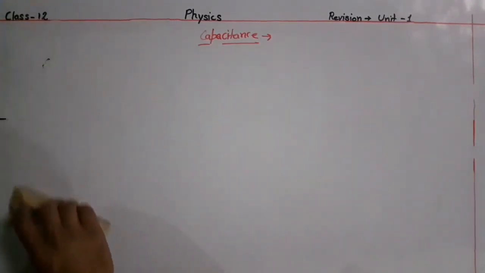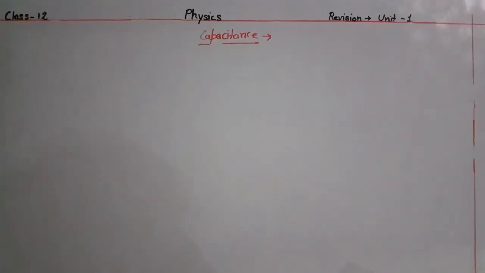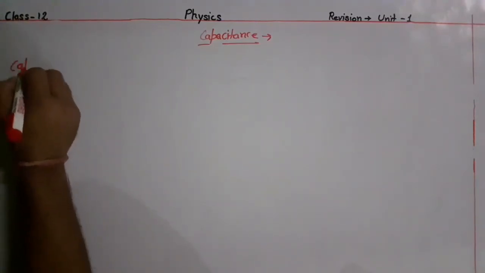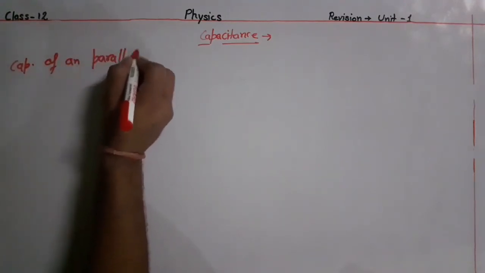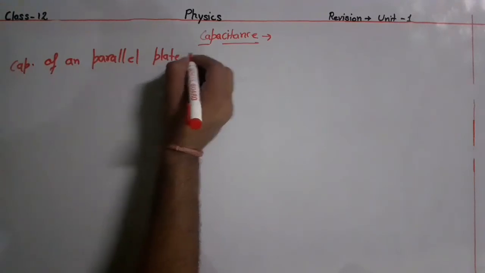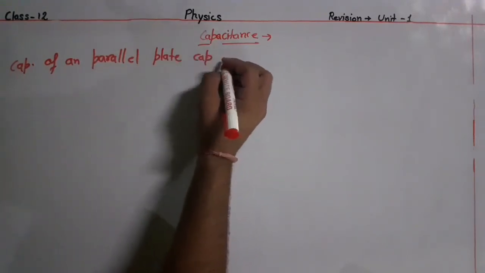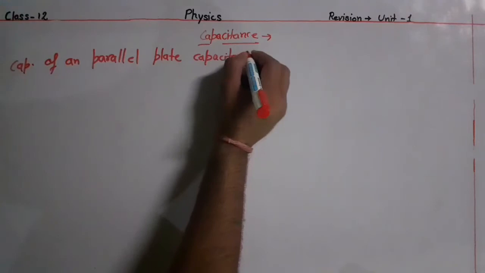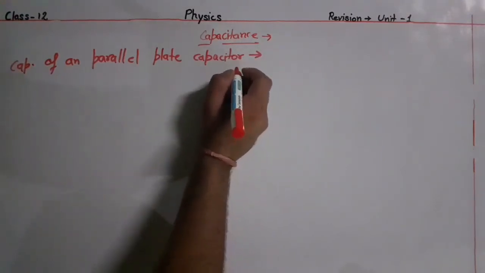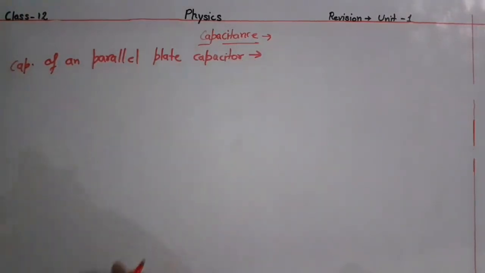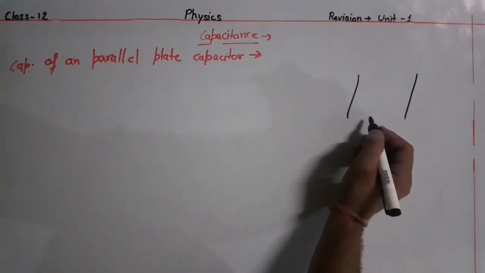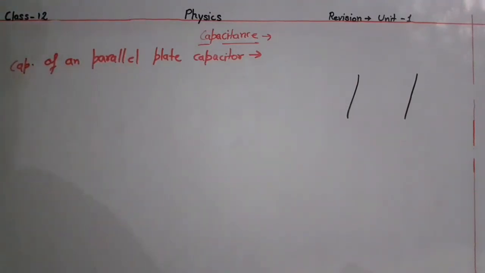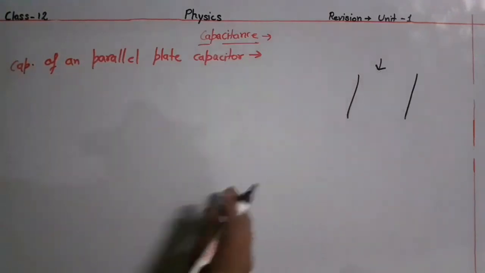Our next topic is capacitance of a parallel plate capacitor. Capacitors are devices that are used to store electric charge. So let's discuss. These two are our parallel sheets, which are going to store our charge in the medium between them. So let's find out.